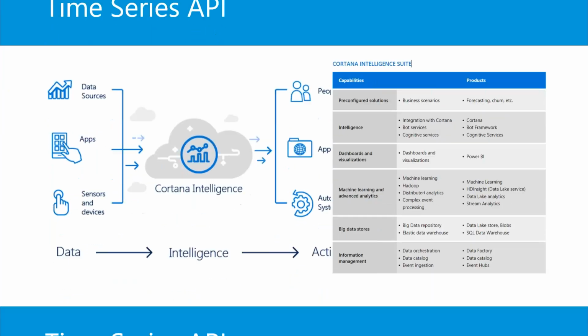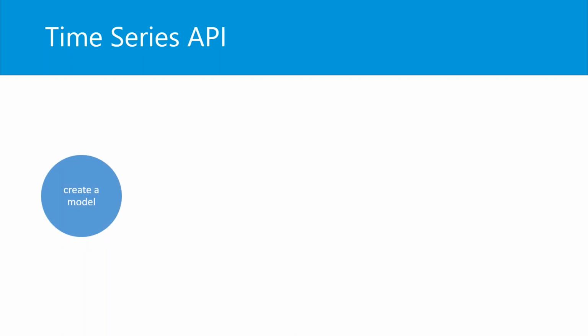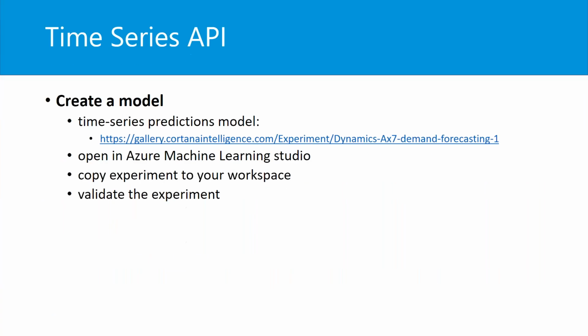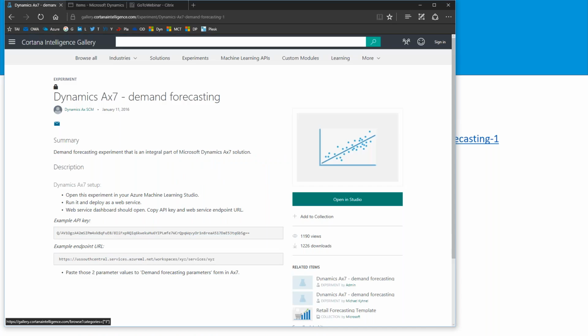I'll just skip these 2 slides. You create a model, then you publish an endpoint, then you get predictions, so the information can be used in an advanced way. Now, if you go to this URL, this is where you will find your model. And if you do that, you need to open it in machine learning and copy it to your workspace and then validate the experiment.